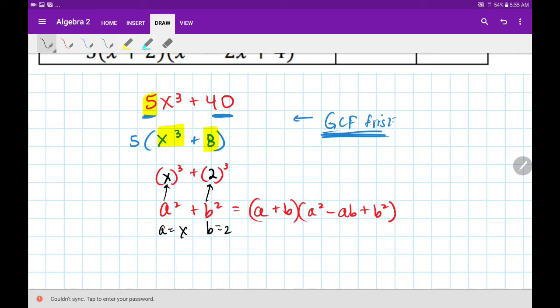Oh my gosh, I screwed this one up. That should be a cubed. That should be a cubed. Whew. Okay. So now I'm going to factor this.